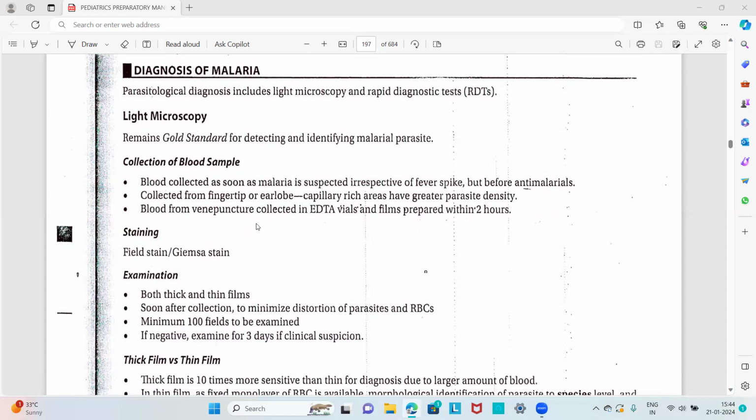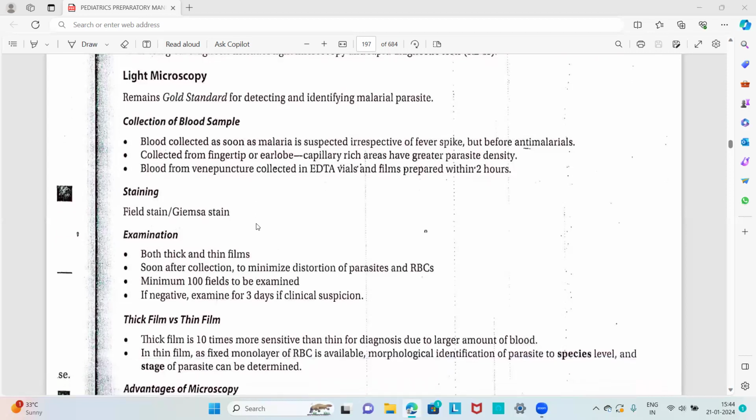Usually, parasitological diagnosis, which includes light microscopy and rapid diagnostic test. Light microscopy remains the gold standard for detecting and identifying the malarial parasite.